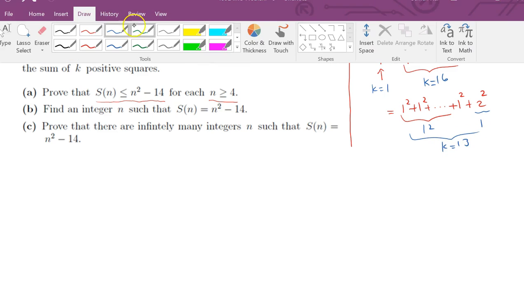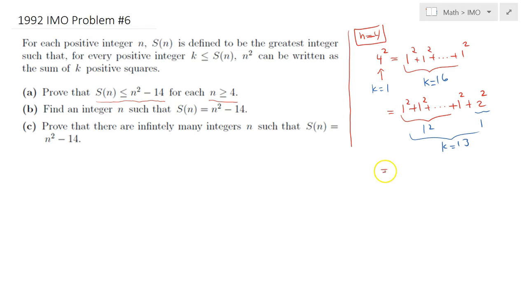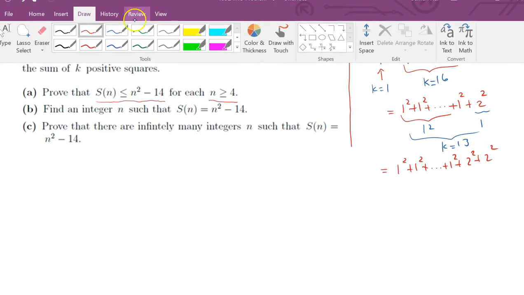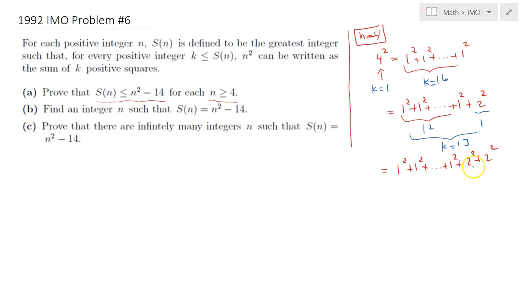What else can I do? Well, I can write it in terms of 2 squares. So 1 square plus 1 square plus 1 square plus 1 square plus 2 square plus 2 square. So 2 square plus 2 square is 8. So we have 2 terms here, and in order to get an 8, we need to have 8 more terms here. So therefore, the total here, k is equal to 12.